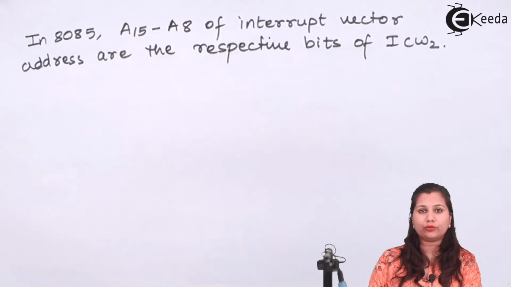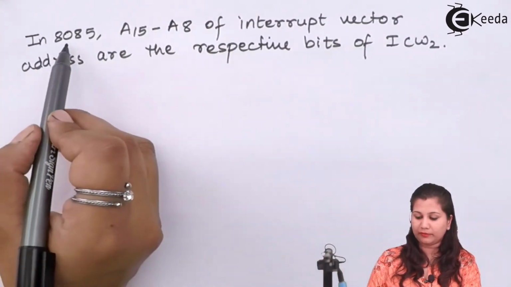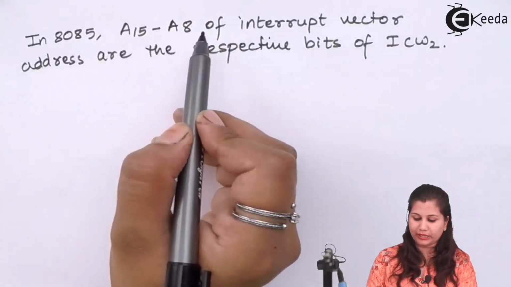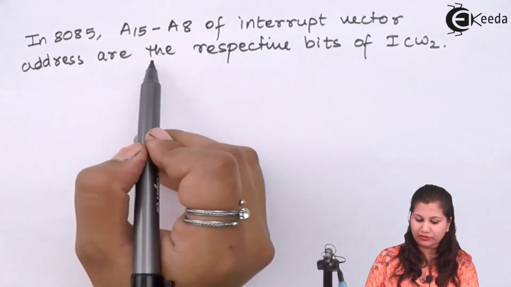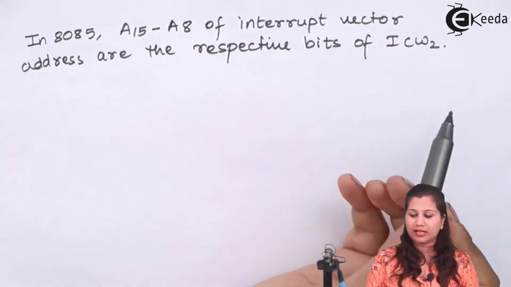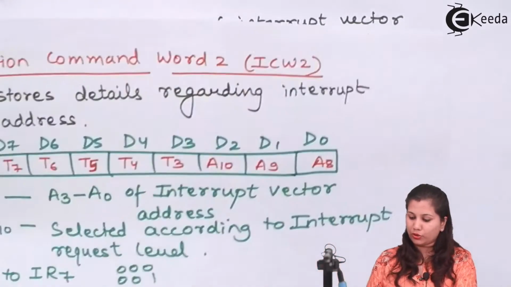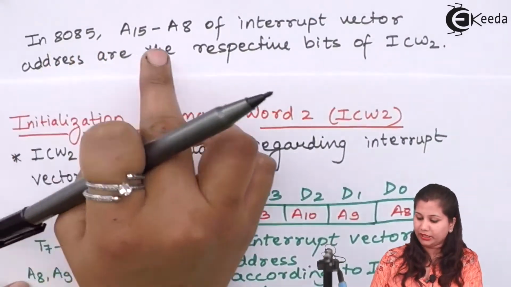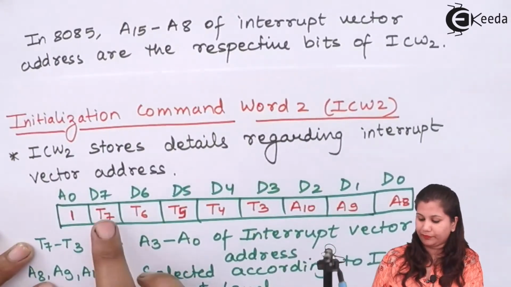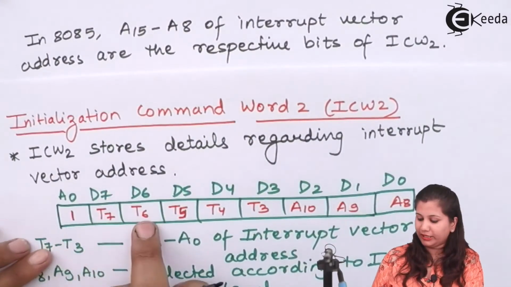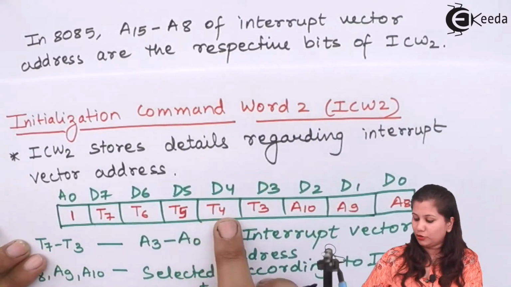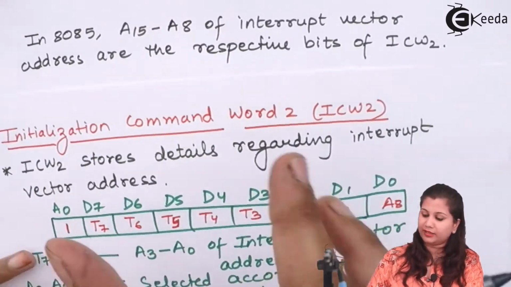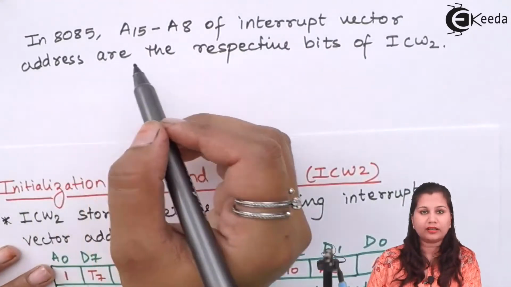Now when the 8259 IC is communicating with the 8085 microprocessor, then A15 to A8 of the interrupt vector address are the respective bits of the ICW2. So if the 8085 microprocessor is communicating, then A15 to A8, starting from A15, A14, then 13, 12, 11, 10, 9, 8, these 8 bits are the 8 bits of the interrupt vector address.